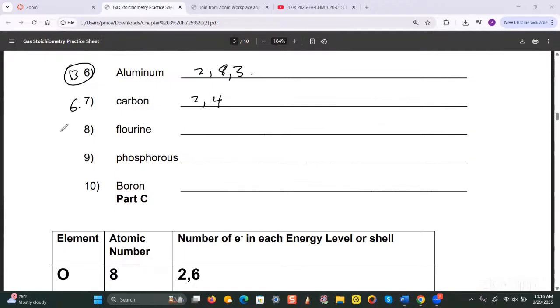Fluorine. Now, the atomic number of fluorine is 9. So the first shell will contain 2, and the second shell will contain... Nope. Remember, 9 is the total. It's going to have 7. 7, exactly. 7 plus 2 is 9.